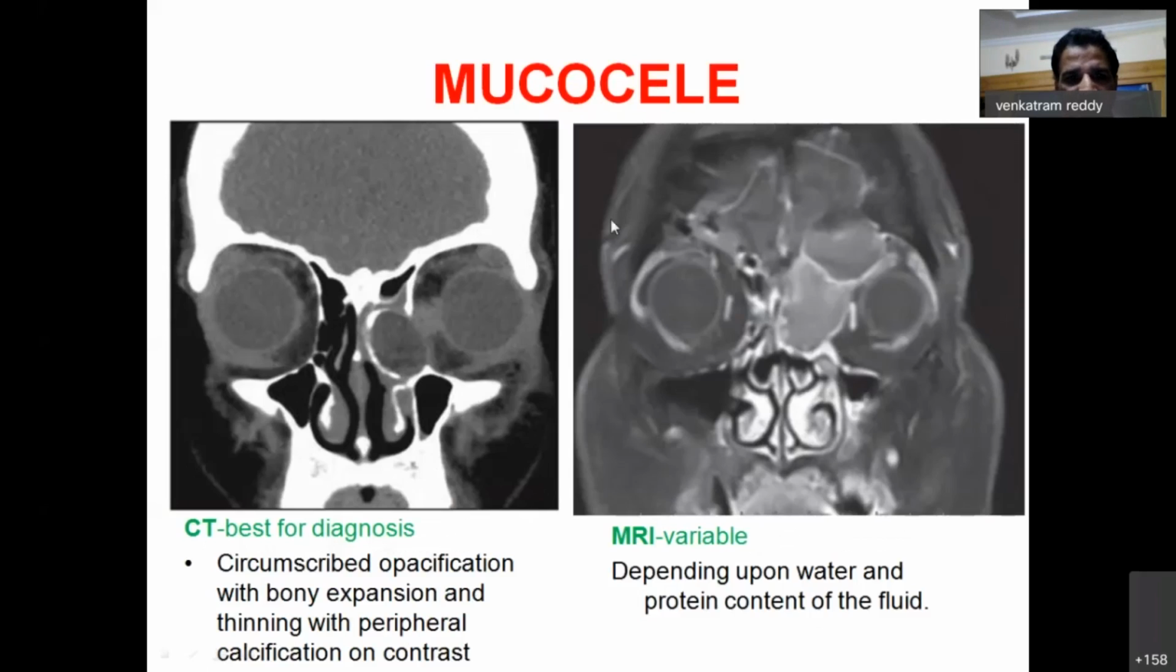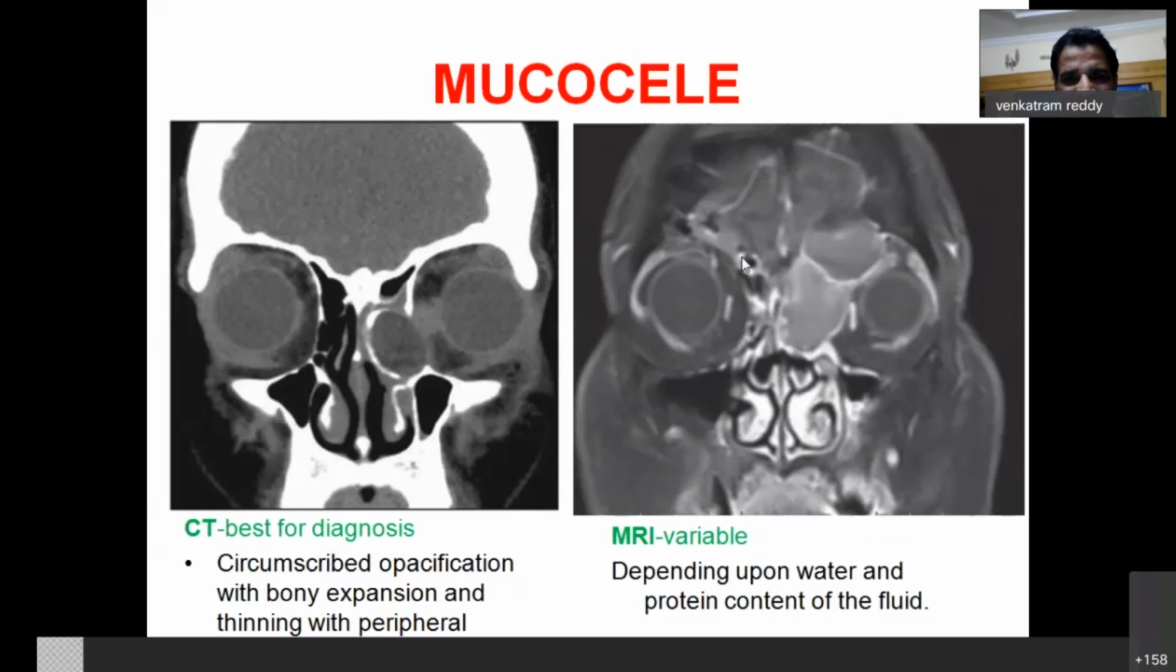Next is the mucocele. I think the best way to diagnose the mucocele is the CT scan. It gives a circumscribed opacity with a bony expansion, no destruction: a bony expansion into the orbit, into the frontal sinus, into the nasal cavity, and so on. If it is going into the sphenoid sinus, yes, it is an expansile lesion, with no bone destruction and thinning of the periphery. So this is a clear-cut diagnosis on the CT scan.